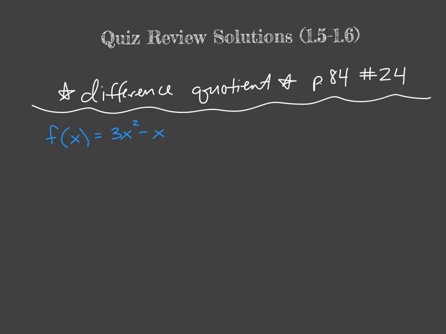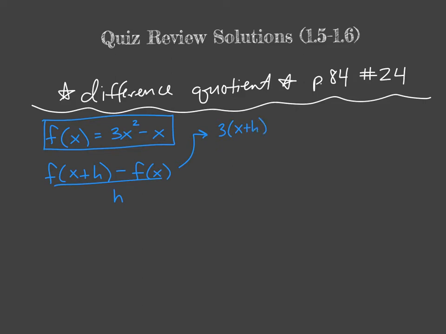And the next review problem we'll look at is on same page, number 24. This is finding the f of x plus h, the difference quotient, right, minus f of x all over h. And we're going to do it with this function here. When we do that, when we plug in x plus h, we'll have 3 times x plus h squared minus x plus h. And we'll do that part.